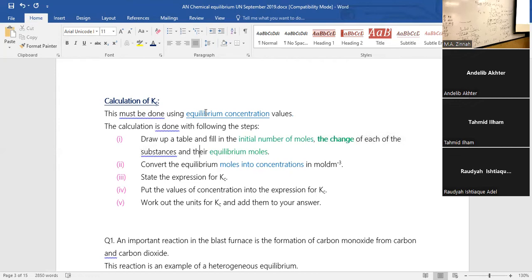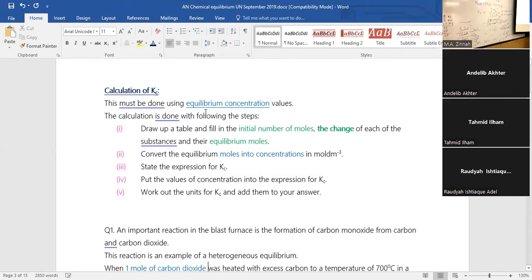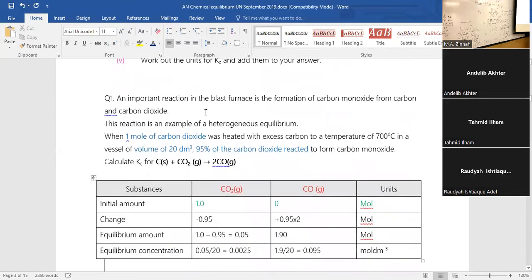For the substances and equilibrium moles, adjusting the initial and change, you can estimate the equilibrium moles. Then you have to convert the equilibrium moles into concentration. This is by dividing by the volume. Volume will be given. Then write the expression of Kc, put the values there and calculate. So I show you another. Just see this. That's not for your calculation.